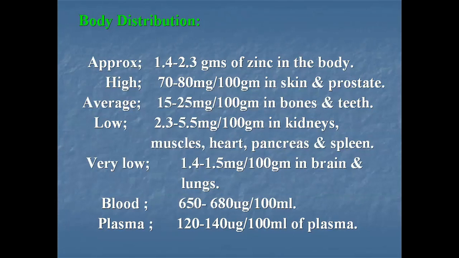And low concentration is found in kidneys, muscles, heart, pancreas, and spleen, approximately 2.3 to 5.5 milligrams per 100 grams. Very low concentration is found in brain and lungs, approximately 1.4 to 1.5 milligrams per 100 grams. Blood: whole blood contains about 650 to 680 micrograms per 100 ml. In RBCs, especially zinc-containing enzymes, carbonic anhydrase, and in white blood cells as zinc protein complexes. In plasma, the level of zinc is about 120 to 140 micrograms per 100 ml of plasma.